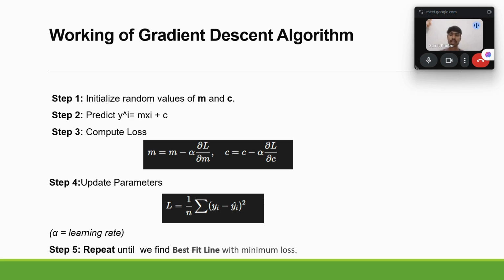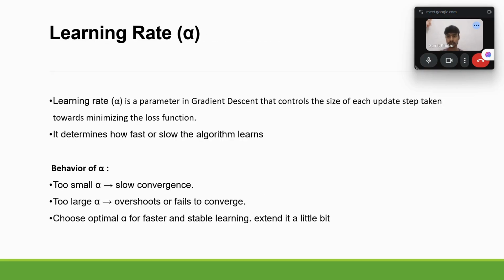So how do we compute the loss and update the parameters? There is a formula for that: m = m - alpha * dL/dm, and c = c - alpha * dL/dc. The next step is to update the parameters given the computed loss. We use the loss function L = 1/n * summation of (yi - y-hat i) squared, where alpha is the learning rate. And the fifth step is that we repeat until we get the best fit line with the minimum loss.